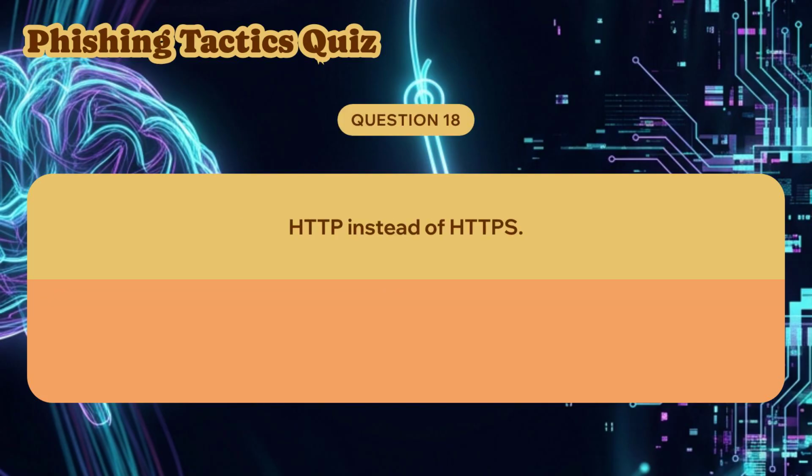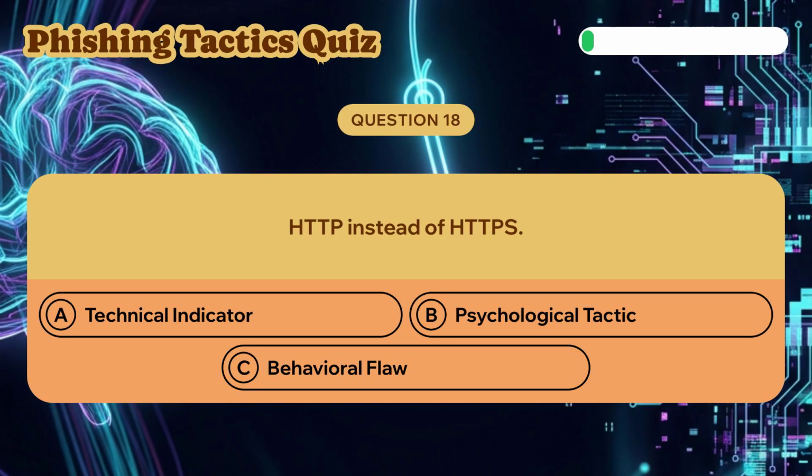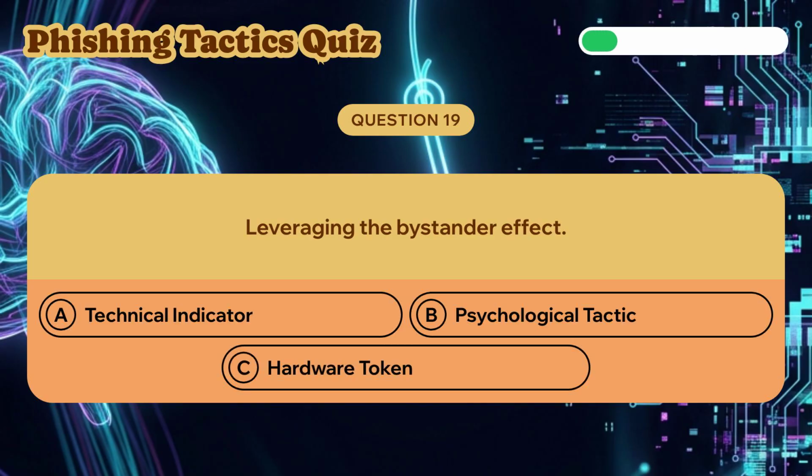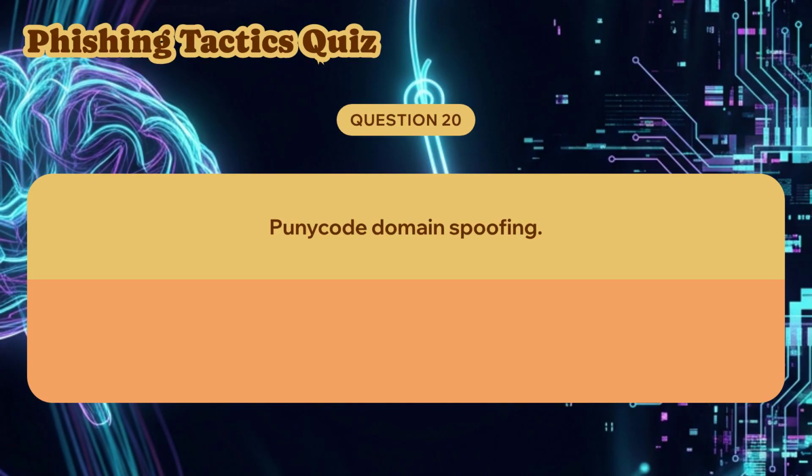HTTP instead of HTTPS. Leveraging the bystander effect. Punycode domain spoofing.